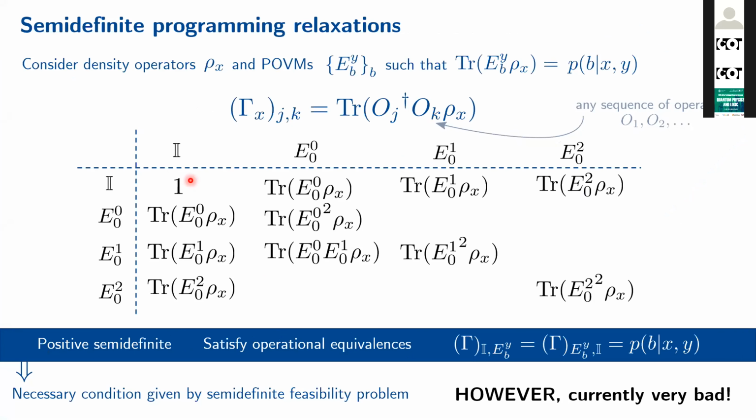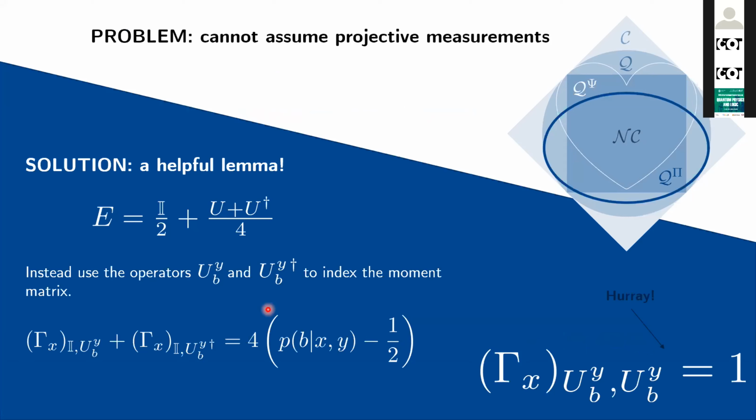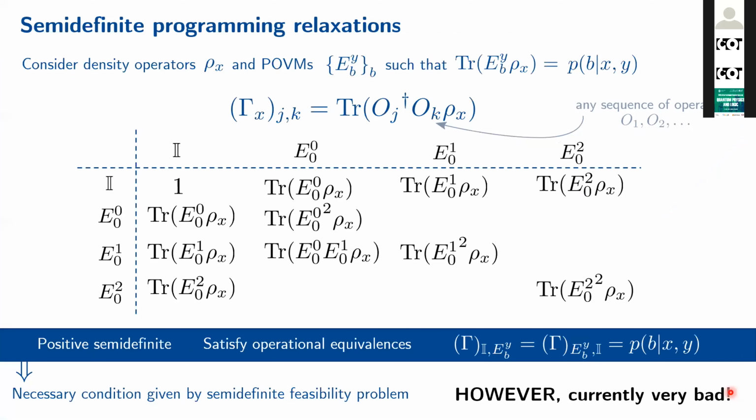So now we have this necessary condition, where the constraint that it's positive semi-definite will still hold because it's still a moment matrix. It will still satisfy some operational equivalences, some linear constraints coming from these equivalences. And now instead of this third constraint, we just have that you have to add together two elements of the first row, and then you get something that's linearly related to the elements of the behavior instead. So we still have the three constraints from before. We can still impose those, but then we also get this extra constraint, which saves the day. Because we're now indexing by unitaries, all the diagonal elements are going to have to be equal to 1. So the diagonal elements will be the trace of U dagger U rho X, which is just the trace of rho X, which is equal to 1. So then we get rid of the unboundedness problem in our diagonal elements.